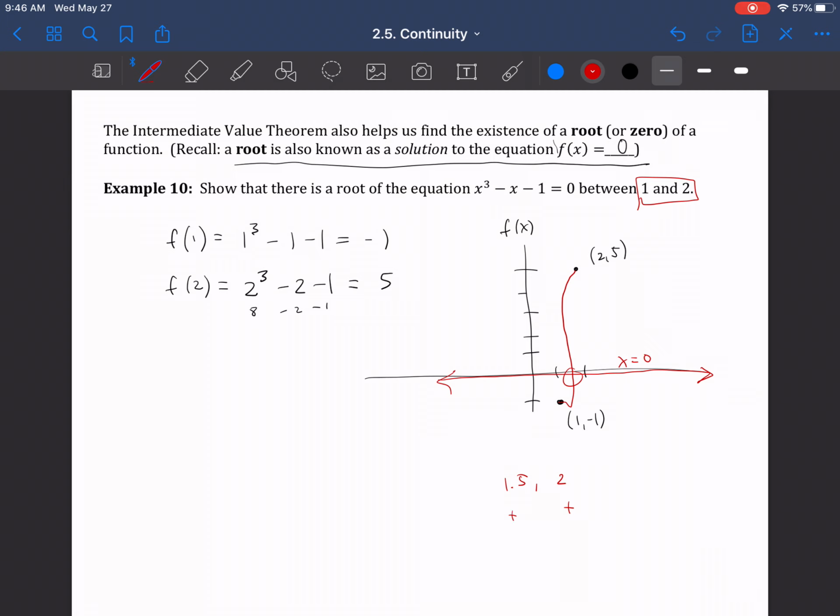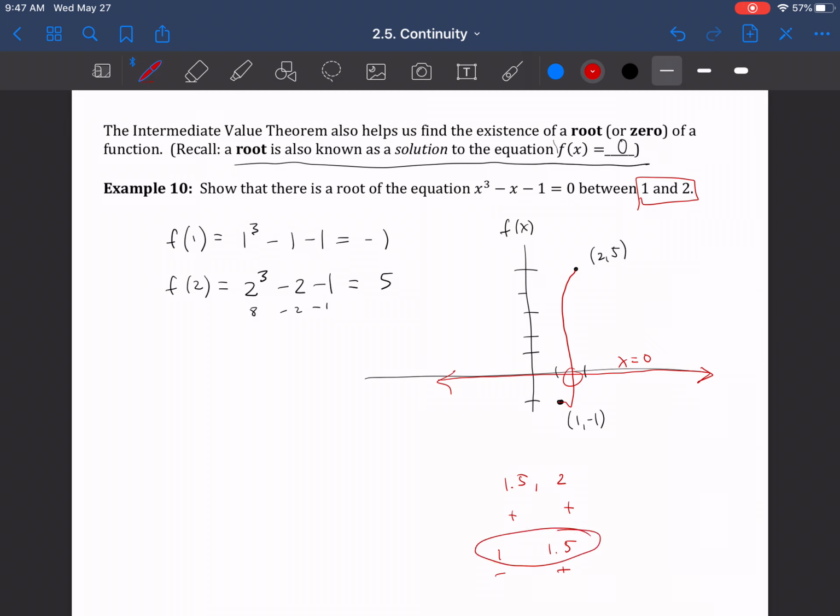But if 1.5, I'm not doing it, so this is just hypothetical. You can try it if you want. But if 1.5 turns out to be positive, and you already know 2 is positive, then you know that the root is not between 1.5 and 2, that the root must be between 1 and 1.5. So that would tell you that this would be negative, this would be positive, and so the root would be between these two at that point.